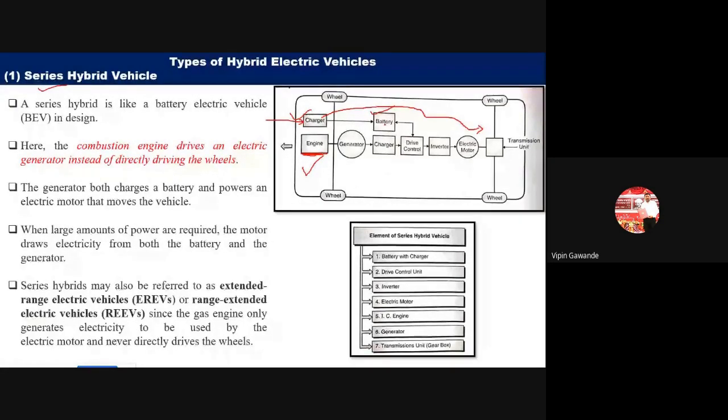And then that power we are using for running the electric motor. That is one option. That is one power source. Now what is the second power source? Because we require a second power source, because we are studying what? Hybrid vehicle. What is the second power source? The second power source comes from the engine, but this engine is not directly connected with the transmission unit.